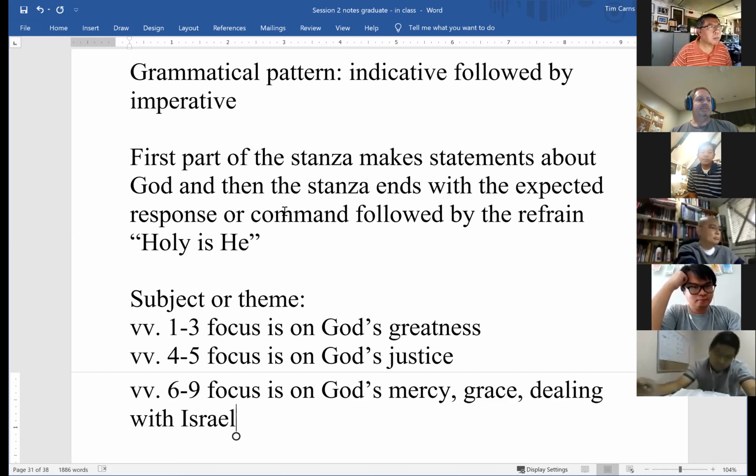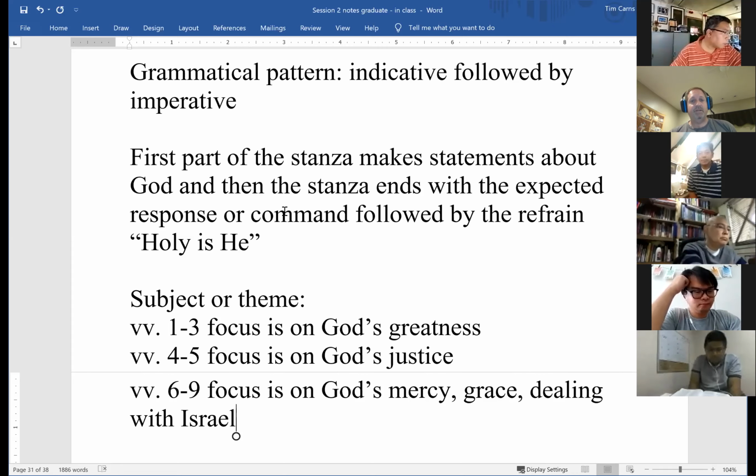All right, let's just take a few minutes and introduce parallelism. We'll start there, and then next week we'll pick up on looking at some examples of it. I just want to do a quick review of parallelism. It's a critical, key element in Hebrew poetry, as we talked about last week.